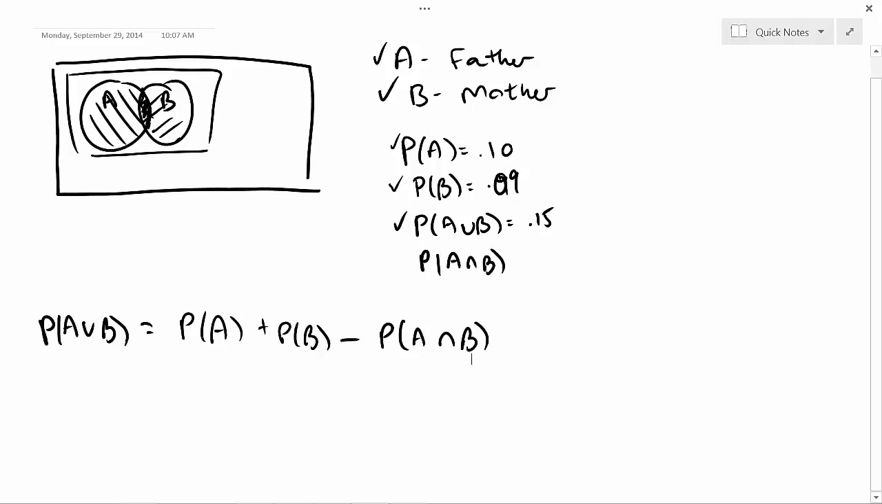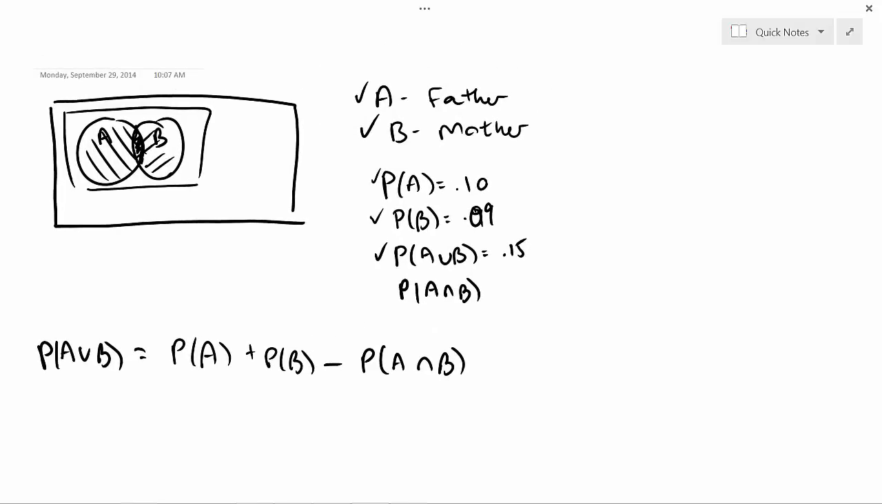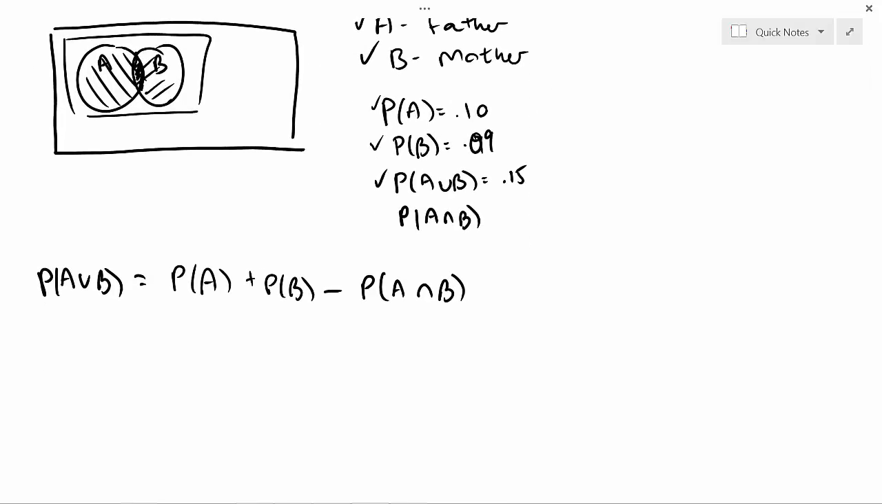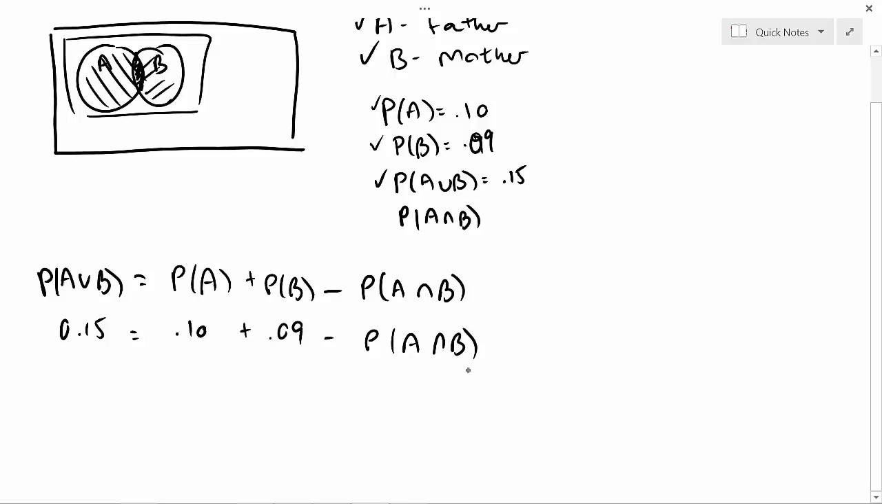Well, now we can plug in. We have 0.15 was the probability of A union B, 0.10 was the probability for the father, 0.09 was the probability of the mother, and the probability of A intersect B was the thing that we want, the probability that both contract the disease. Well, this was equal to 0.19 minus the probability of A intersect B.